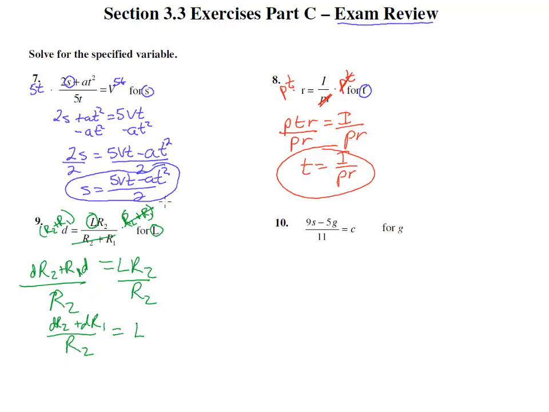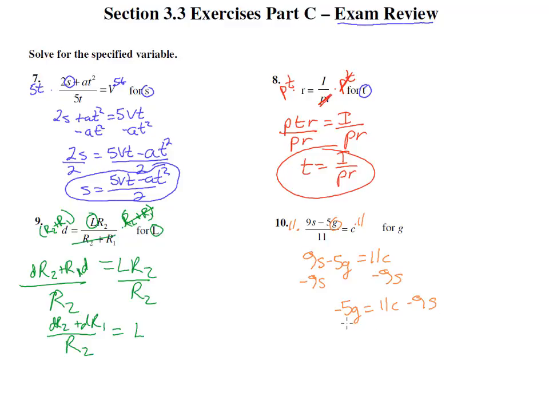Number 10. We now have (9s minus 5g) over 11 equals c, and we're trying to solve for g. There's our g right there. Let's start peeling stuff off to get g by itself. How do we undo divide by 11? Well, we times by 11. So we get 9s minus 5g equals 11c. How do we undo this positive 9s? We subtract 9s. So we have negative 5g equals 11c minus 9s.